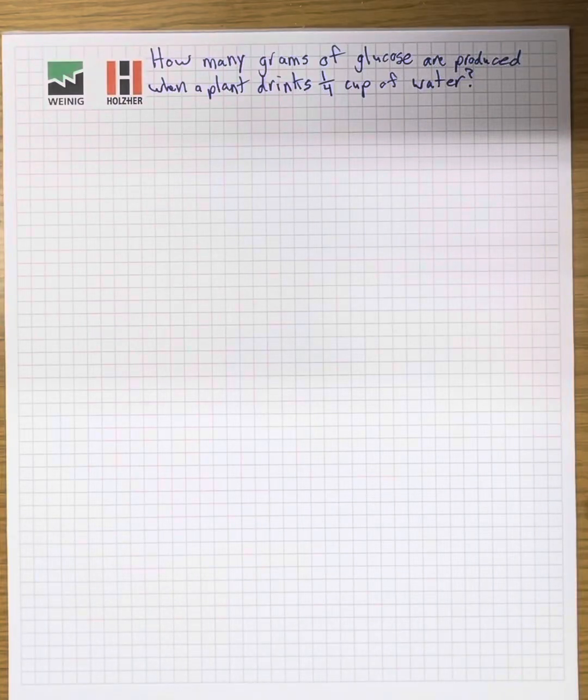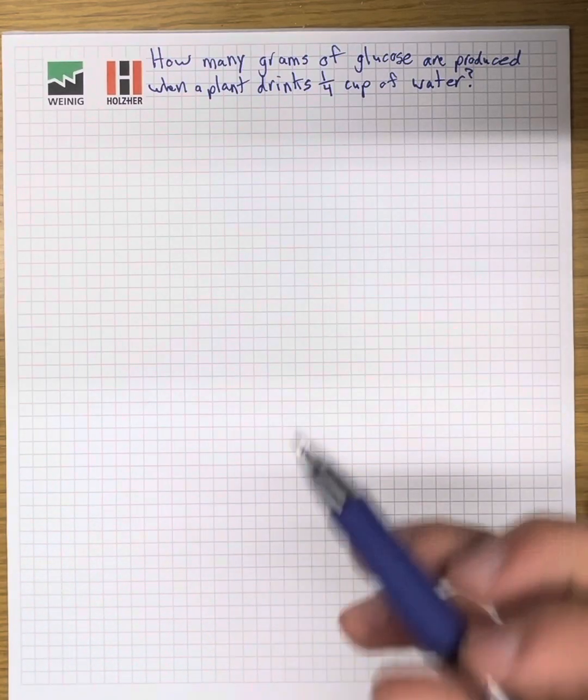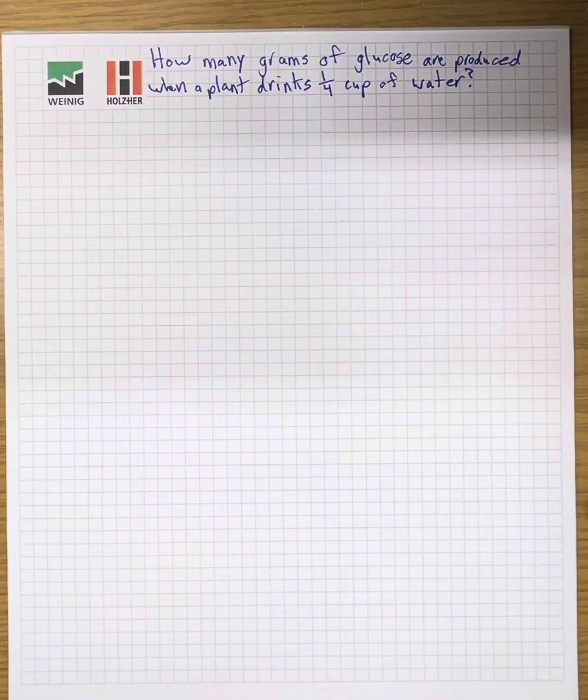Everybody, I am going to be talking about the concept of the mole and how we can use that to help navigate through different problems in chemistry, like this one. How many grams of glucose are produced when a plant drinks a quarter cup of water?